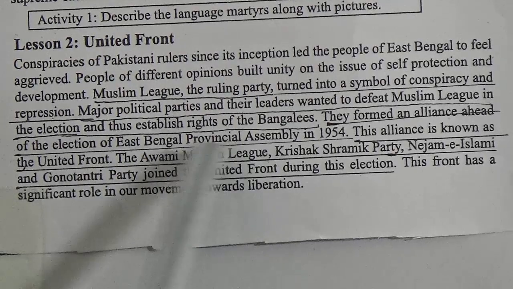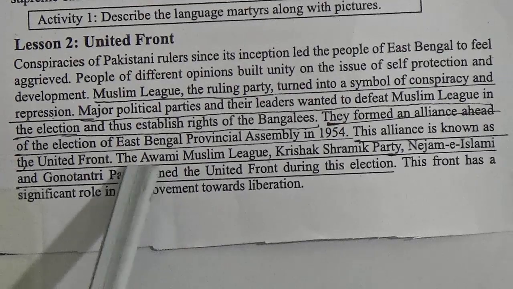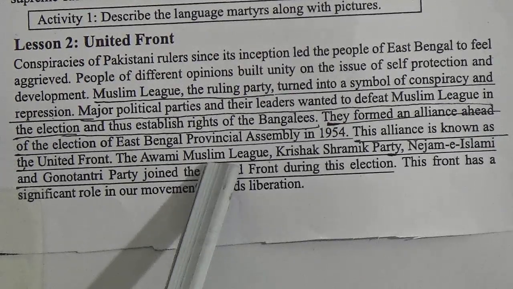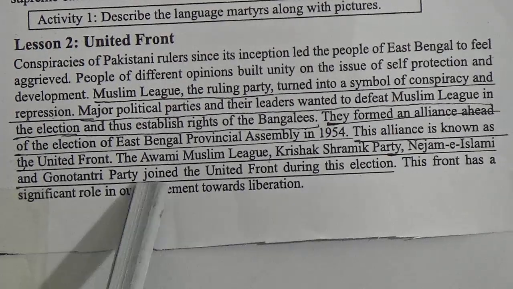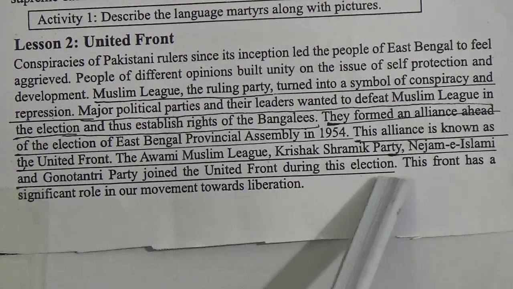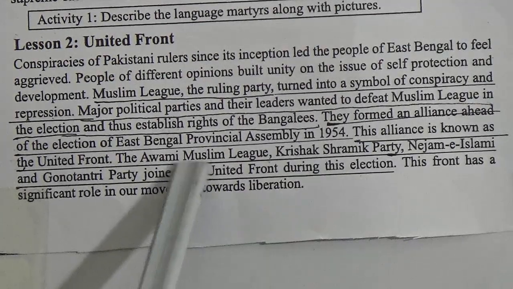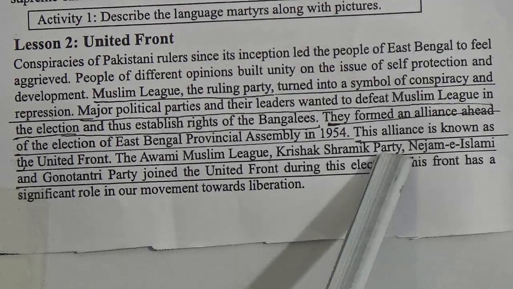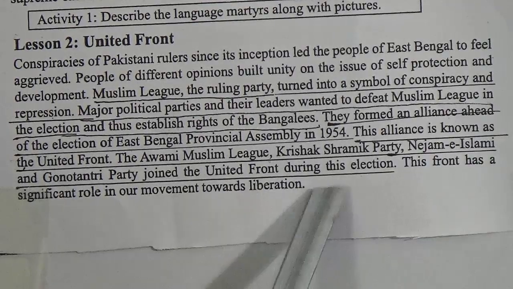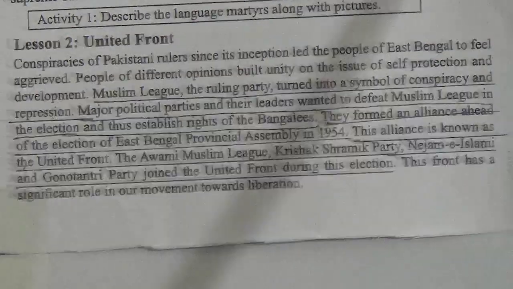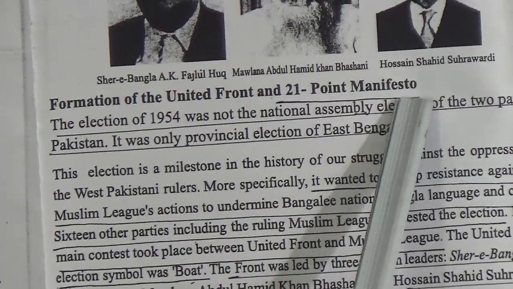These political parties were four political parties that joined. They were the Awami Muslim League, Kishok Shromik Party, Nizam Islami and Ganatantric Party, who joined the United Front during this election. These four parties joined together in the United Front. Now, formation of the United Front and 21-point manifesto.